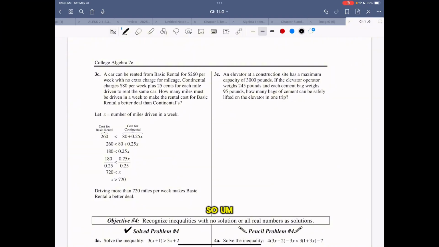So a car can be rented for $260. It charges per week, which usually indicates multiplication, plus 25 cents for each mile to rent. How many miles must be driven in a week to make the rental cost for basic rental a better deal than Continental? So we're comparing two sides. The cost for the basic rental is $260. Cost for Continental is $80, and they indicate that here. Continental is $80 per week plus 25 cents.